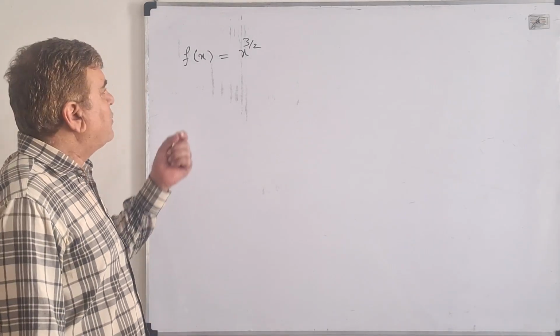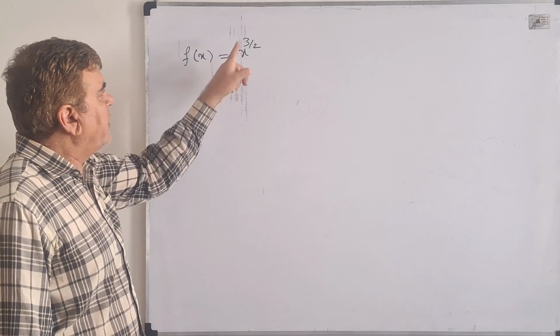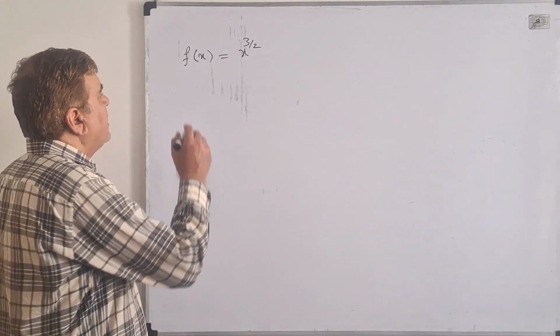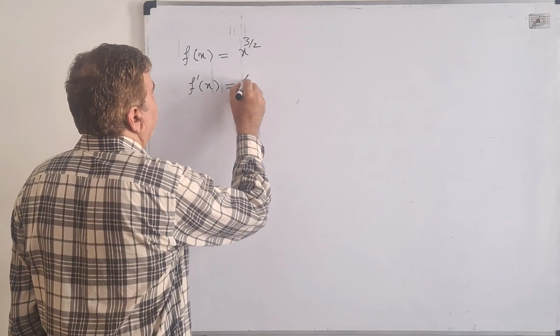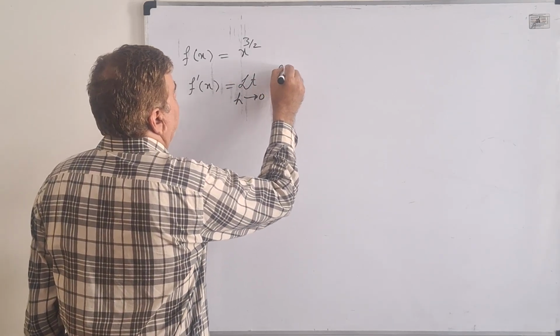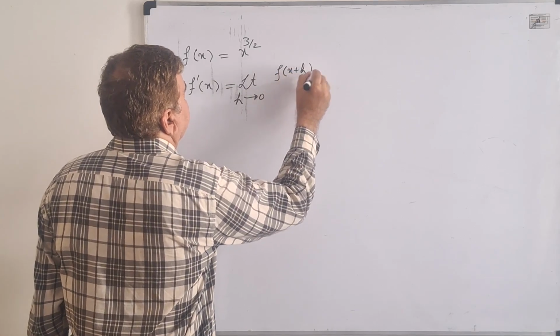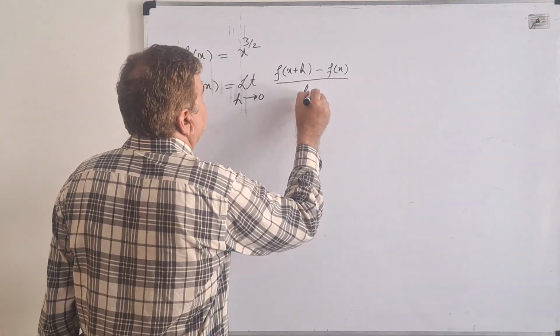In this video, I want to use the definition of derivative to find the derivative of this function where I have a fraction in the power. So from the definition of derivative, we know that the derivative of a function f of x is written as f of x plus h minus f of x divided by h.